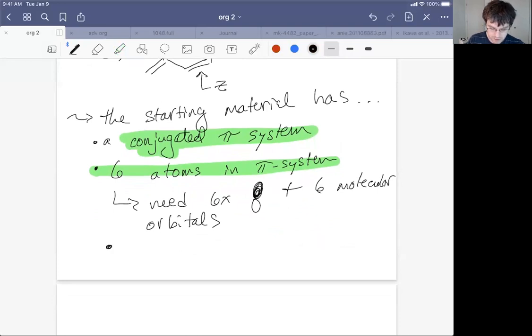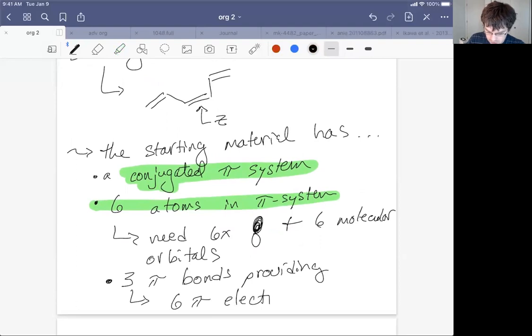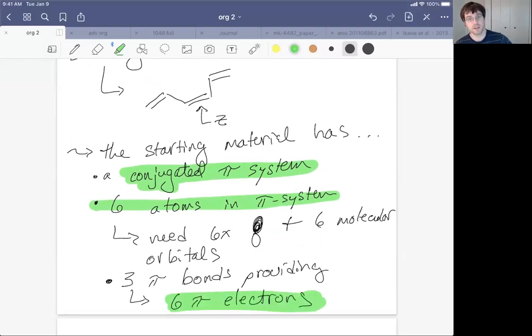Okay, what else do we have? Well, we have 3 pi bonds providing an overall 6 pi electrons. So there are 6 electrons in the conjugated pi system. Yes, I know that between each of the carbon atoms, there's a double bond on one side and a single bond on the other. But those single bonds aren't what we're worried about right now. We're worried about the conjugated pi system. That's only looking at the pi bonds, those second bonds. So we ignore the head-to-head overlap and focus on the side-to-side overlap.